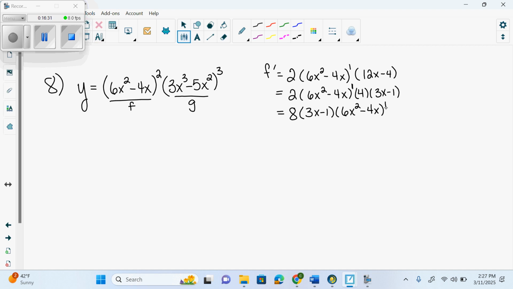Okay? So I literally just took the 4 out of the 12 and the 4, brought it to the front, made it an 8, and then rewrote the stuff. So I have F prime. Does everyone see how I got F prime? Okay. And the reason why I let you do it ahead of time is because people will reduce the 6x squared minus 4x, and I need you guys to not do that.